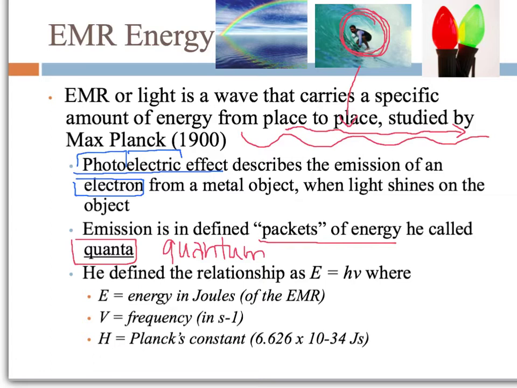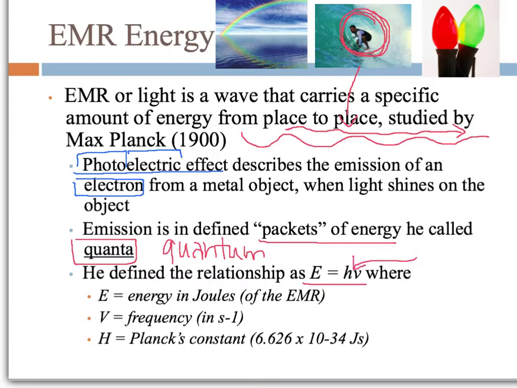There's also a relationship here where we can look at the amount of energy of any kind of light as it compares to the frequency of the waves of that light. So he said that E equals hν, so this is another inverse relationship, where the energy in joules of whatever light we're looking at is inversely proportional to the frequency of that light wave.